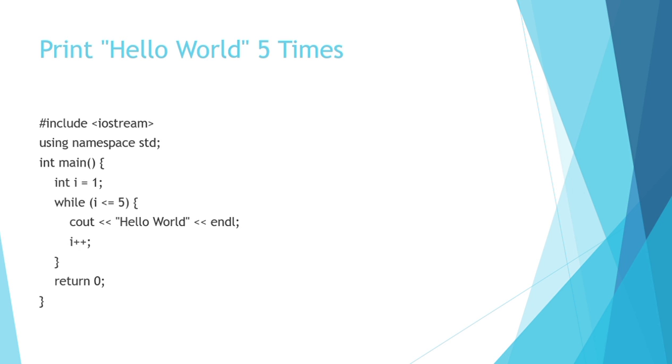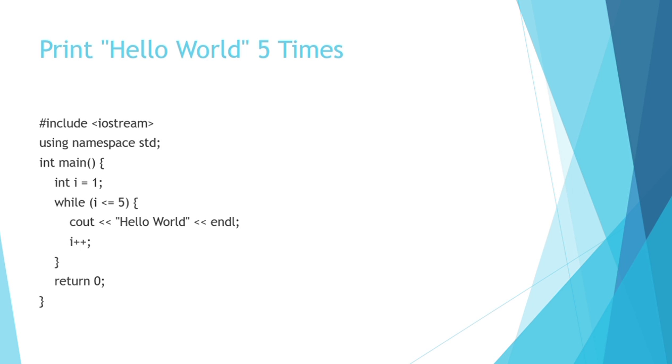prints the text hello world to the console, followed by endl, which inserts a new line after each print statement. This ensures that hello world appears on a new line for every iteration. The statement i++ increments the value of i by 1. This is crucial because, without this increment, the loop would run infinitely, creating an infinite loop, as i would always remain 1. After the first iteration, i becomes 2.